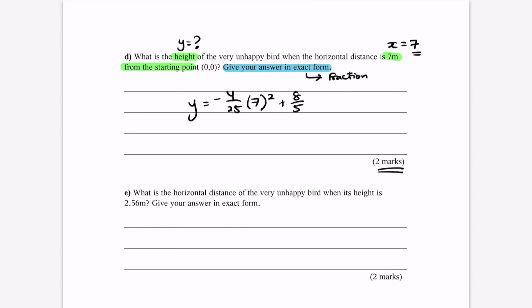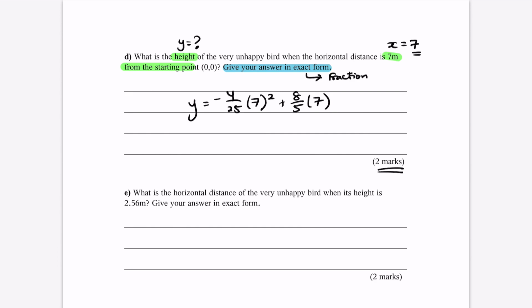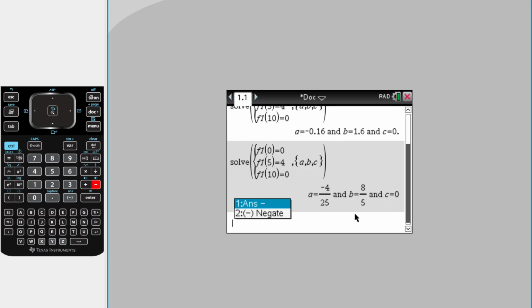So you can substitute it into this expanded form, or you're also welcome to substitute it into the turning point form. Either way, it's the same equation. Instead of x, we'll have 7. So I'll just check that that is indeed the right equation. Yep. And now onto our CAS. We can just go ahead and do it.